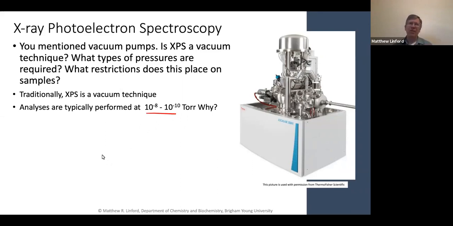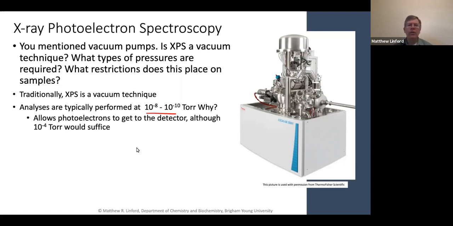Because it's expensive and it requires a fair amount of hardware to get to those types of pressures. I mean, unless you want to work on the space shuttle and work in outer space, but that's not really feasible. So one of the reasons to have a low pressure is that this allows photoelectrons to get to the detector. They can't go through the air. If you try to send an electron through the air, it doesn't go very far. It just runs into the molecules in the air and that's it.